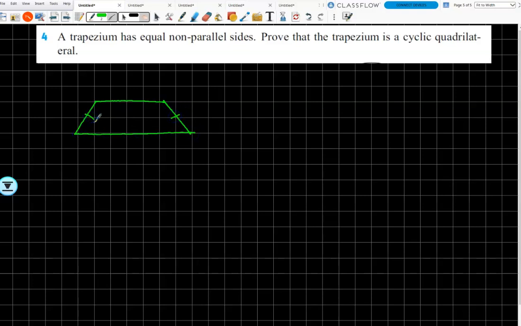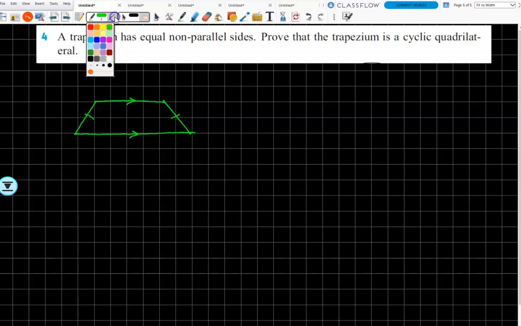They're the same. Pop that in. And these are parallel. This one is sort of hard. Now, prove that the trapezium is a cyclic quadrilateral.